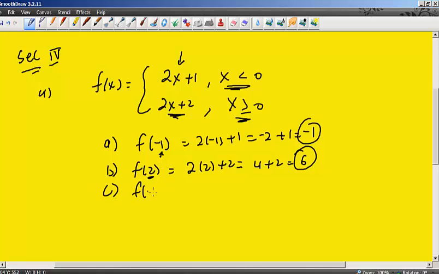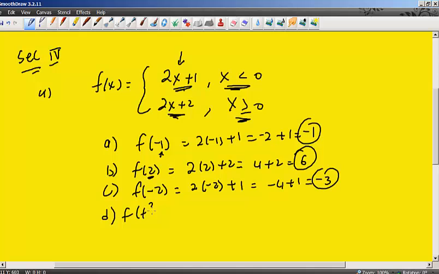So C. They want me to find f of negative 2. So I've got to plug in negative 2. Which one do I use? I'm back to the first one again. So 2 times negative 2 plus 1, which is going to give me negative 4 plus 1. The answer is negative 3. And that's done.